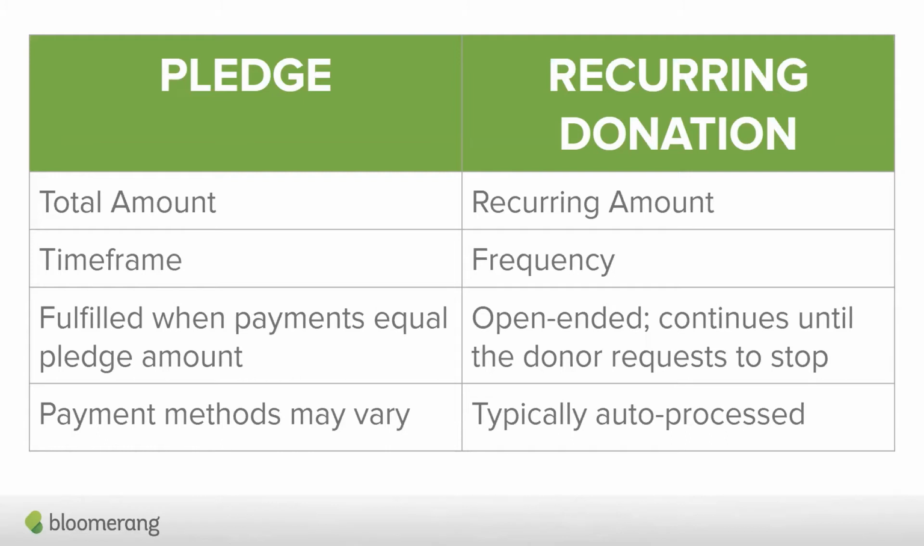So for pledges, typically what we see here is that the payment methods may vary, and that could also be tied to the time frame or installments that they're looking at. Maybe a donor will come to you and say, I'm pledging $1,000, and at the end of the year, they just write you a check for $1,000. But maybe a donor says, I'm pledging $1,000. I'm going to pay on it quarterly.